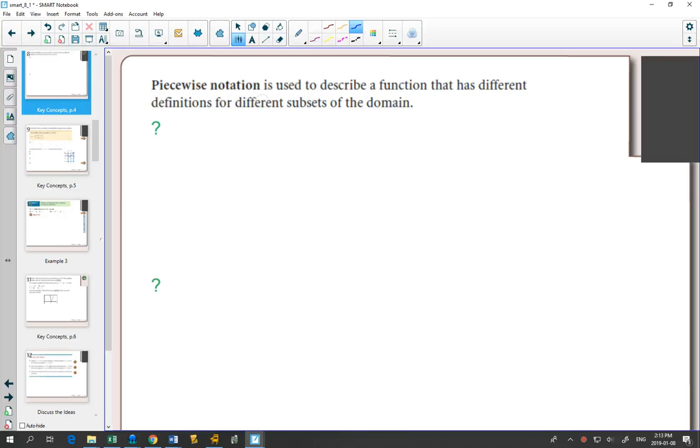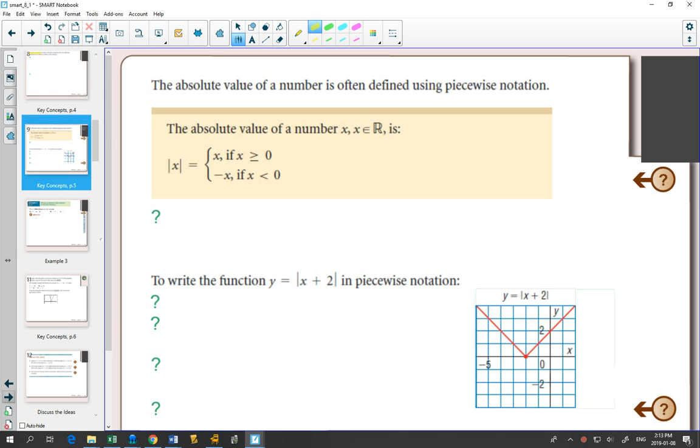All right, take out your highlighter. We're going to highlight this piecewise notation. We sometimes can't describe a function all in one equation. And the absolute value function is an example where you can describe it in two pieces.